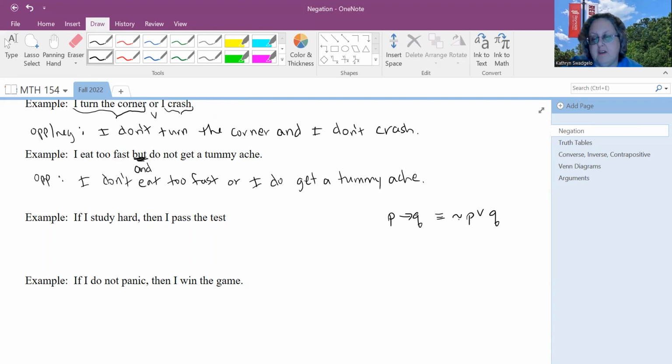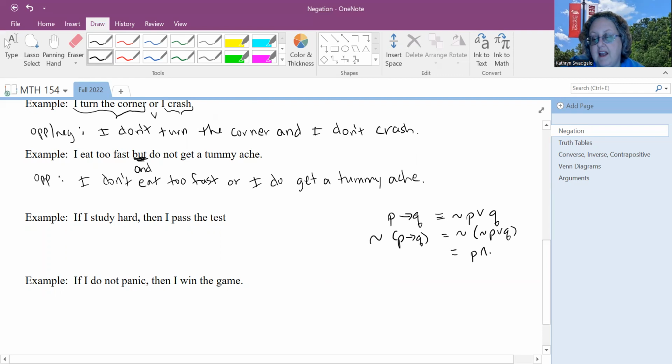Then what's the opposite of that? So the opposite of P implies Q would be the opposite of not P or Q, which would be P and not Q. And in this case, I often like to make that and a but. It's an and, right? This and is often thought of as a but.